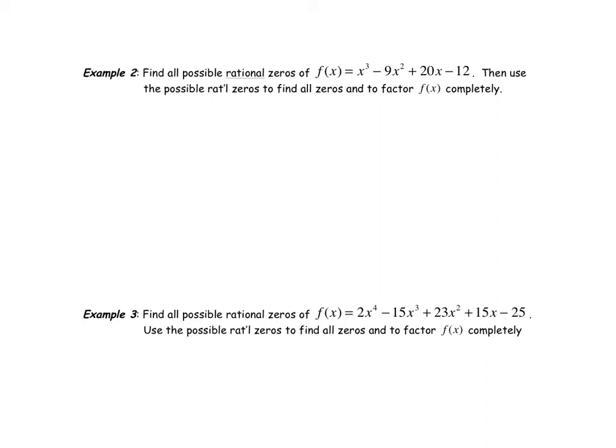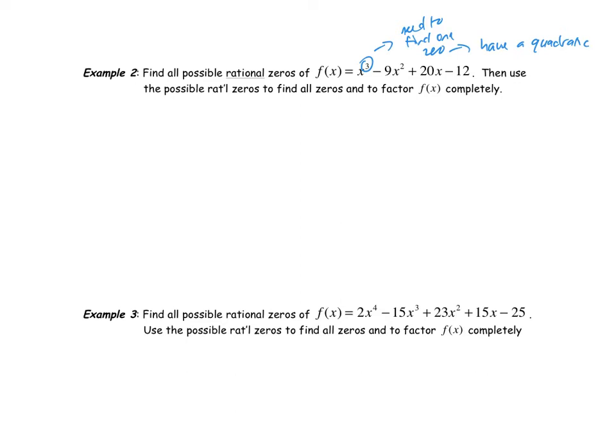So in example 2, we are asked to find all possible rational zeros of this function, x cubed minus 9x squared plus 20x minus 12, so the same thing we did in the previous example 1, and then use the possible rational zeros to find all zeros and to factor f of x completely. Since f of x is a third degree polynomial, if we can find one zero using the possible rational zeros, then we'll have a quadratic and we'll be set. So we just need to find 1 zero, and then we'll have a quadratic. So that's a goal. We can reduce it to a quadratic, which we know what to do from there.